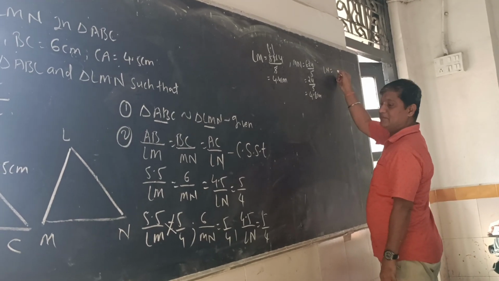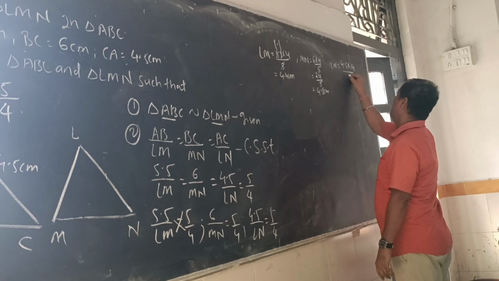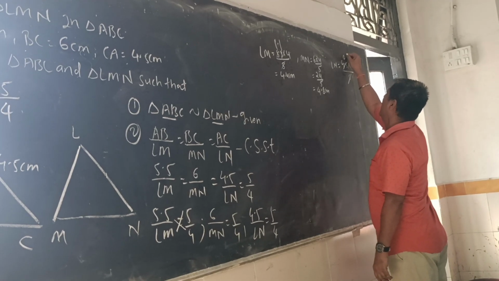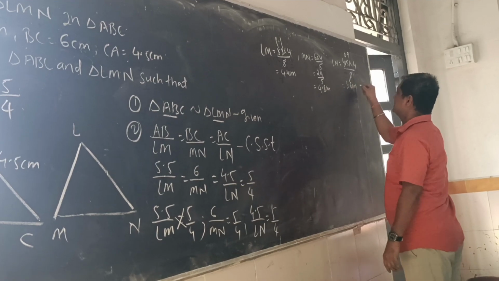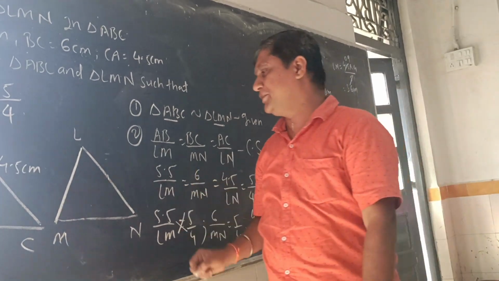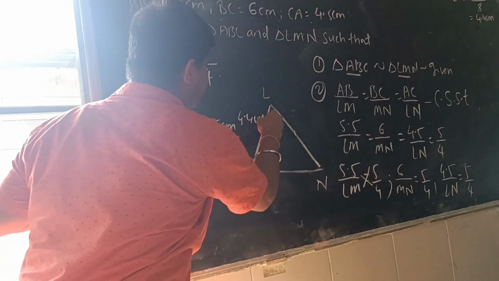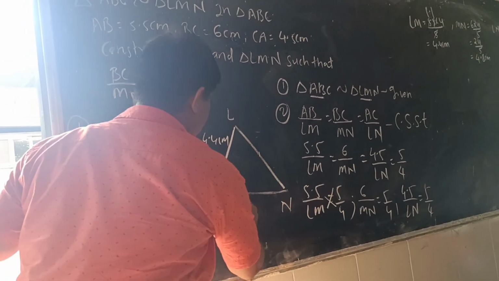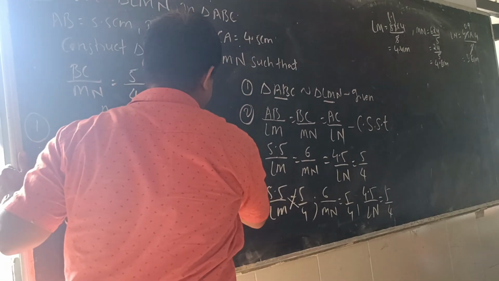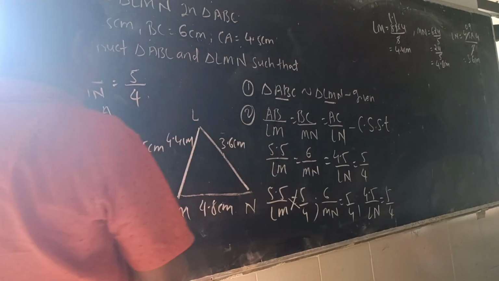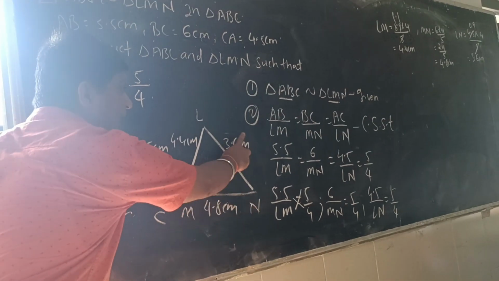Now the third side LN. So LN is equal to 4.5 into 4 upon 5. 5 into 9 is 9, 9 into 4 is 36. 3.6 centimeter. Now substitute these values here. LM 4.4 centimeter, MN 4.8 centimeter, and LN 3.6 centimeter. Now you can see that you get all the values of the other triangle element.